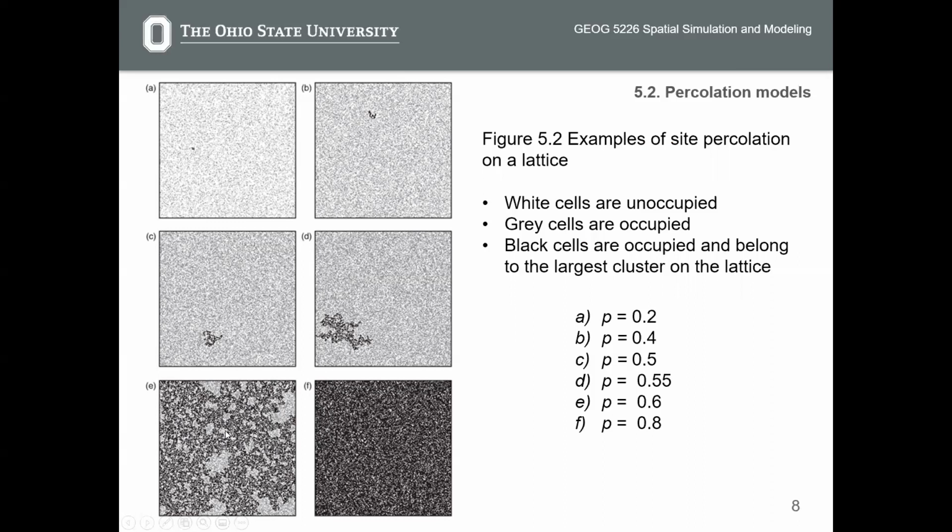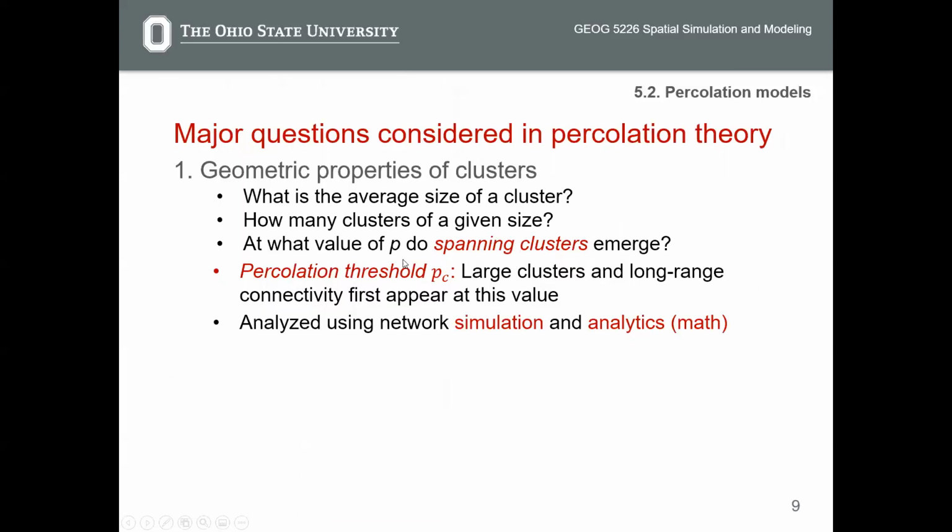It does not only connect two sides of the lattice. It connects all four of them. Naturally, it's the same thing for F, because the largest cluster in F is even larger than the one from figure E, right? So here we care about the value of p when spanning clusters start to emerge.